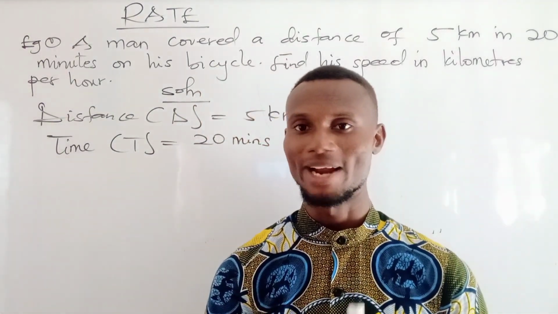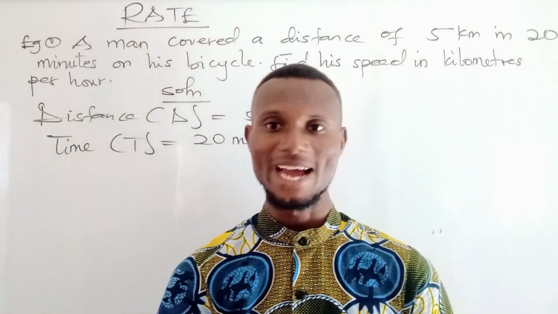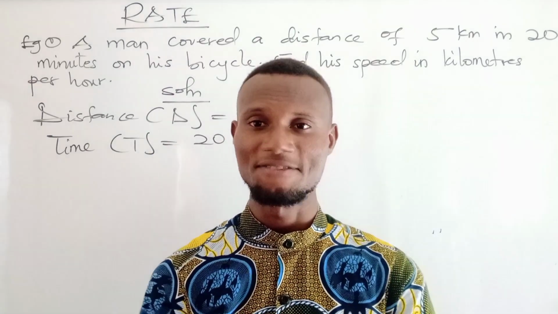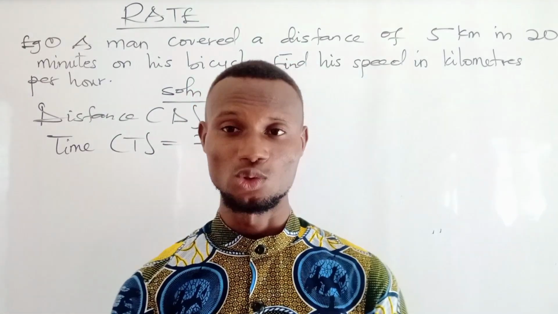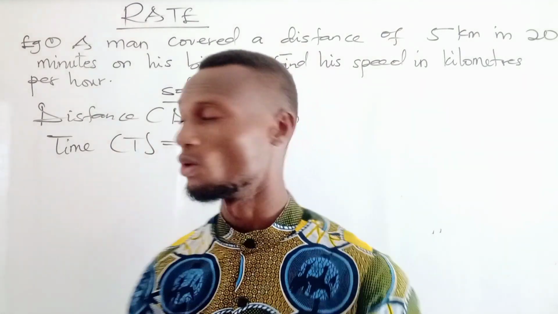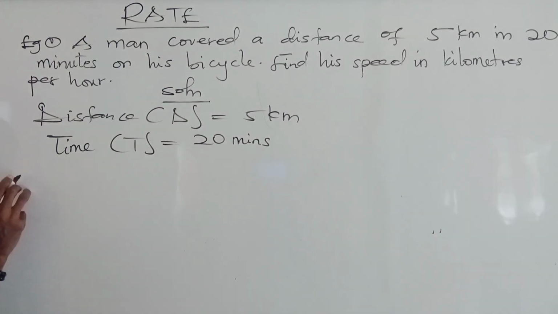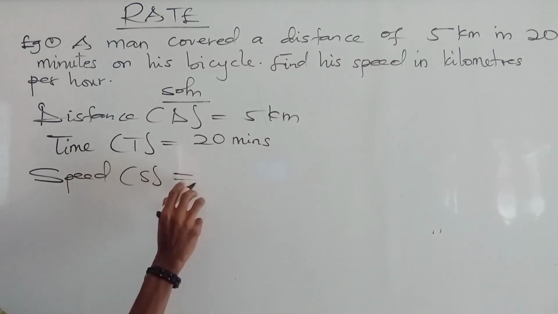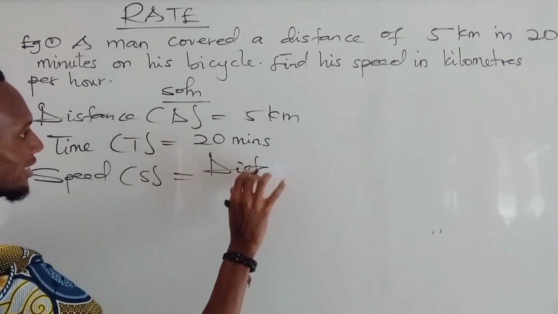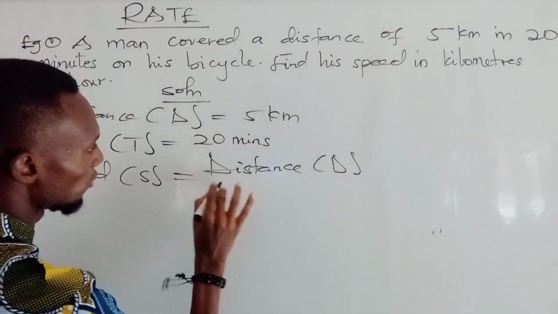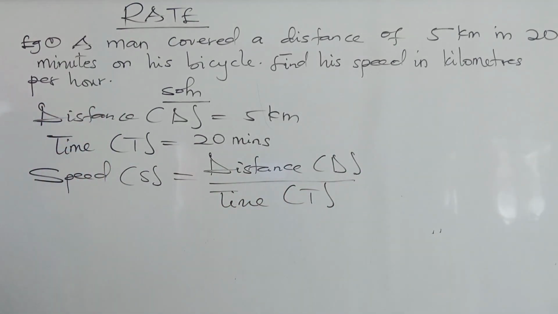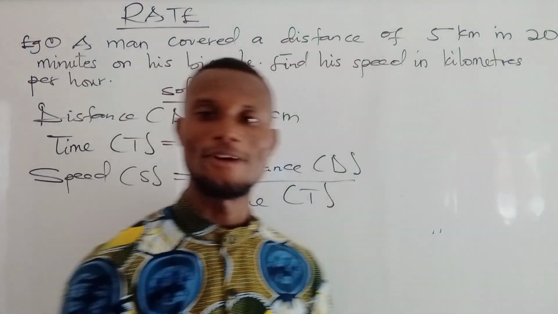So let me write the formula down for finding speed. We've done this in the first video. We explained the formula for finding speed or average speed in the first video. That's why I'm encouraging you to watch the first video. So we learned from the first video that speed, in brackets S, equals the distance, in brackets D, over the time taken, or time. So this is the formula for finding speed.